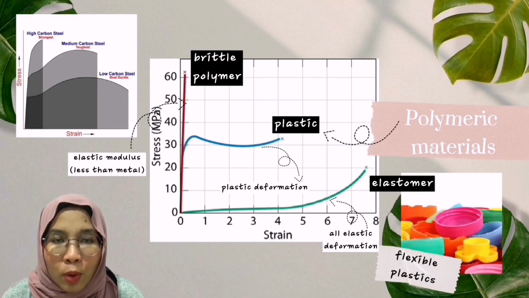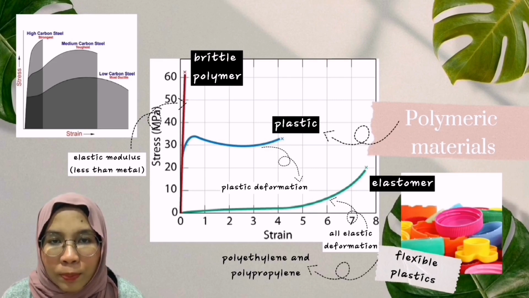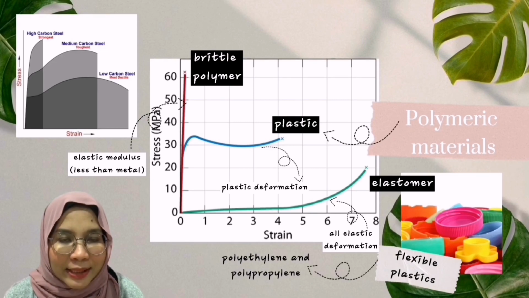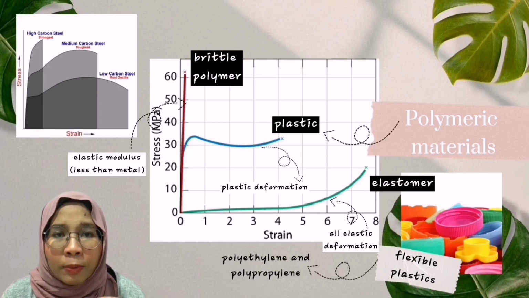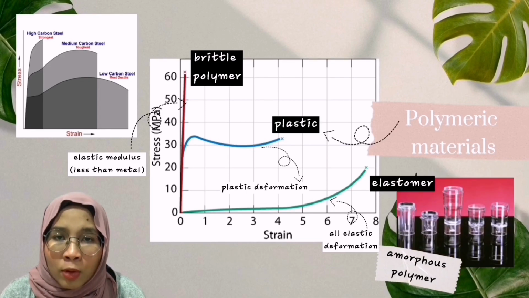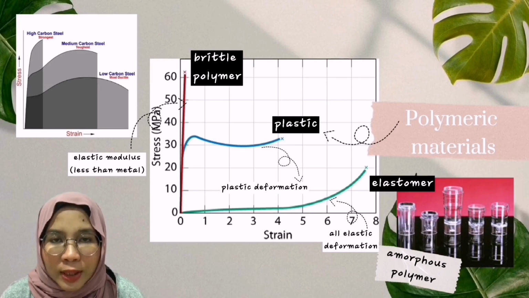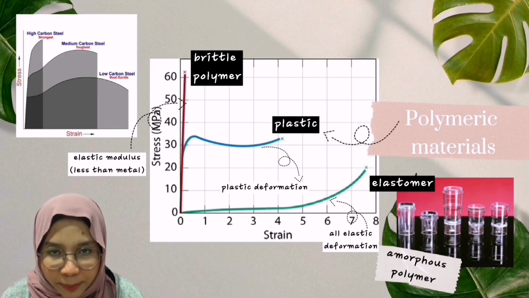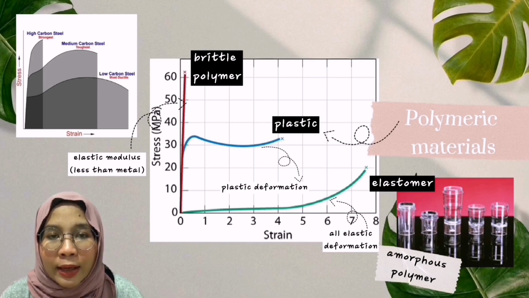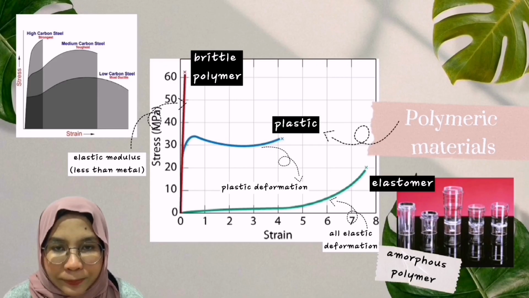Flexible plastics like polyethylene and polypropylene are different from rigid plastics in that they don't resist deformation as well, but they tend not to break. If an amorphous polymer has a glass transition temperature, or Tg, below room temperature, that polymer will be an elastomer because it is soft and rubbery at room temperature.